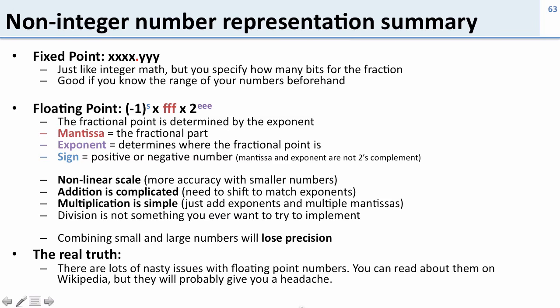So the real truth here is you've seen a lot about floating point numbers, but there are a huge number of nasty issues. So floating point numbers represent not a number, and they represent infinities and negative infinities, and they're non-normalized numbers that you can use, and all sorts of nasty stuff that goes on here. And if you're interested in it, you can go read about it on Wikipedia, but this is something that's really best left to the experts. And this is why nobody tries to invent their own floating point number format anymore.